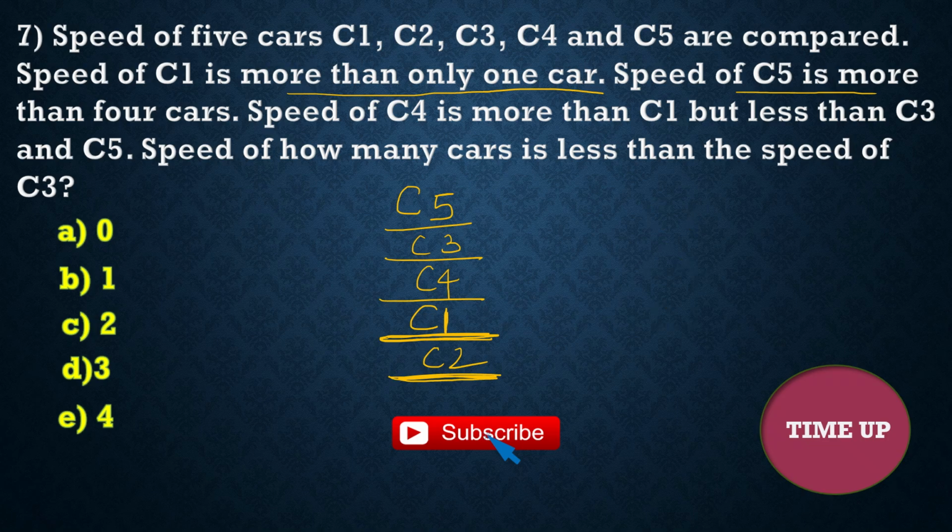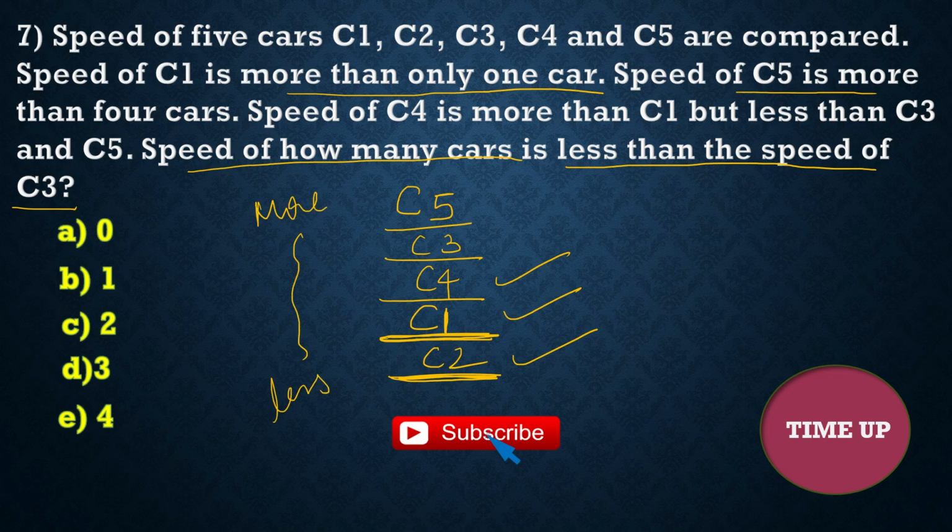What is the question asked? Speed of how many cars is less than the speed of C3? Speed of how many cars is less than C3? 1, 2, 3. So there are 3 cars whose speed is less than C3. Understanding? This is more, this is less. So what they have said, speed of how many cars is less than speed of C3.